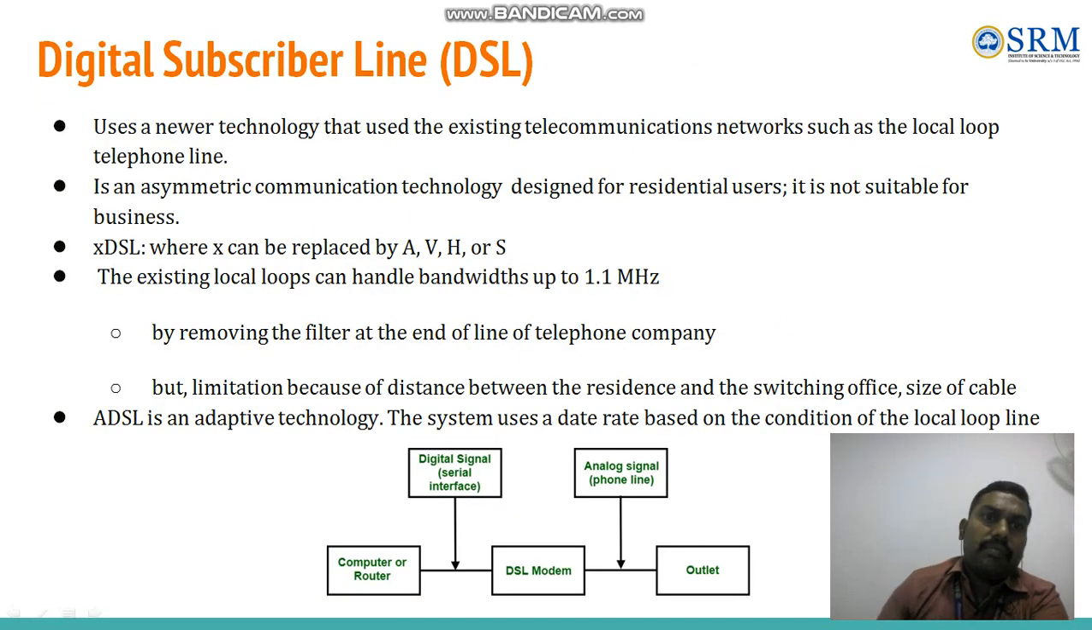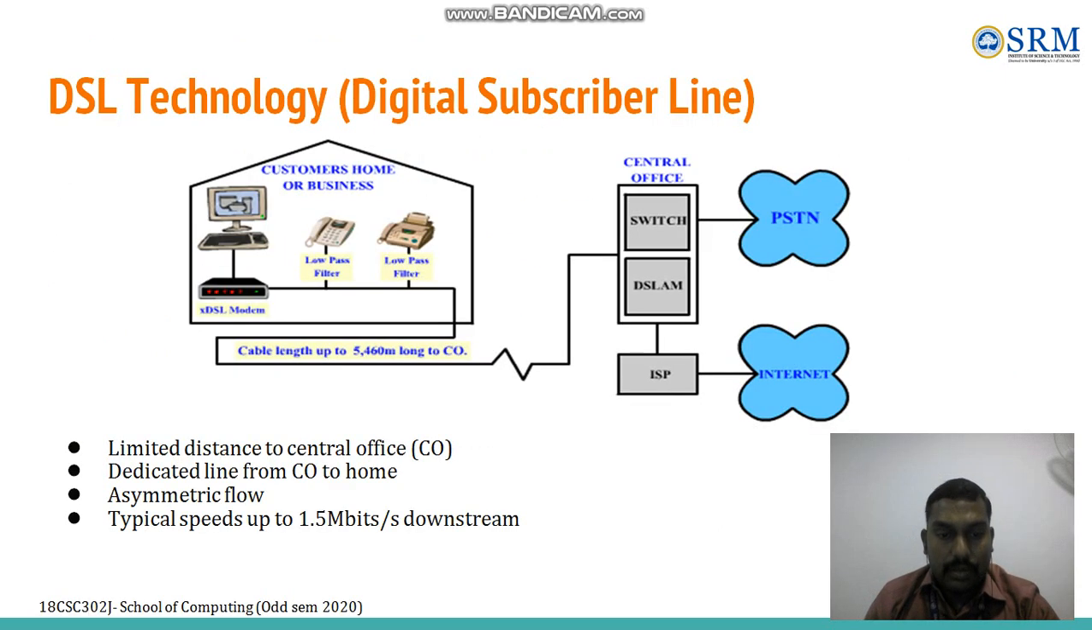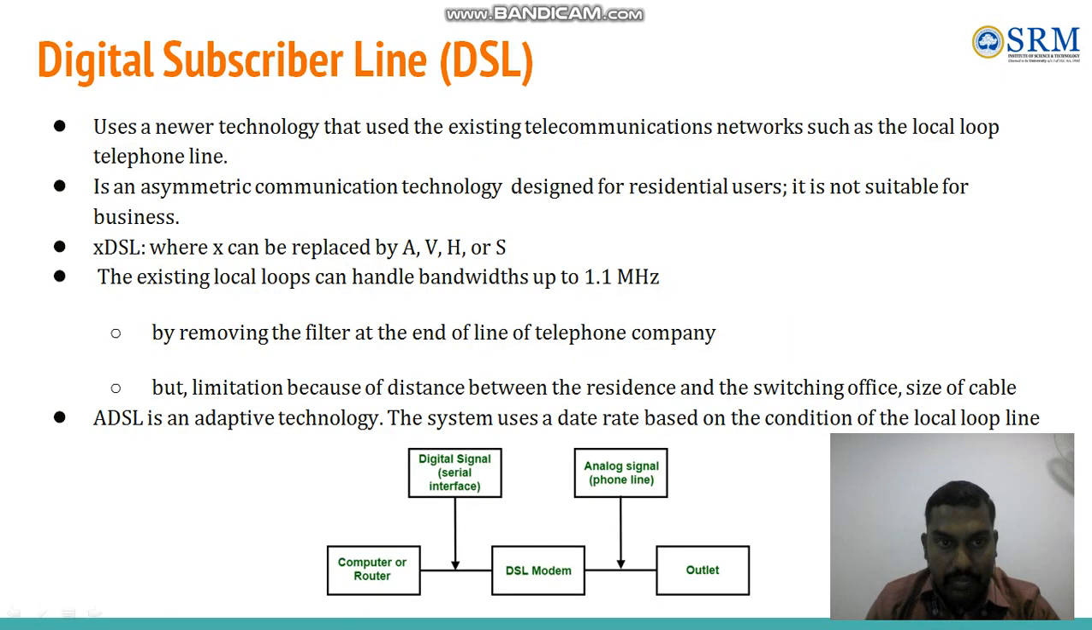As an explanation of digital subscriber line, it is a new technology that uses the existing telecommunication networks such as the local loop telephone. So we are introducing a new technology in the existing telephone networks. It's an asymmetric communication technology designed for residential users. It is not suitable for business use because the data transfer speed is only 1.5, but it is used in residential uses.